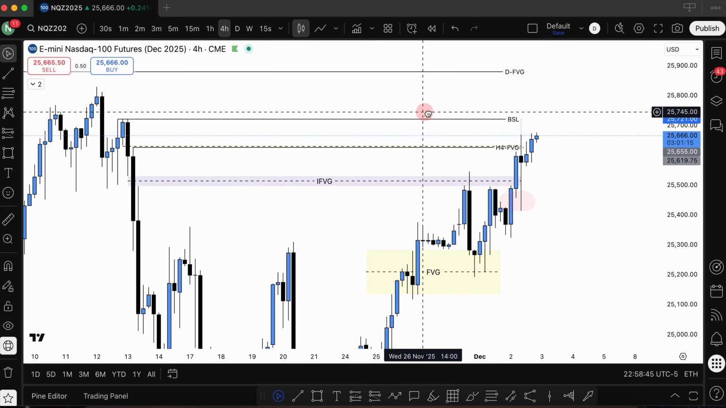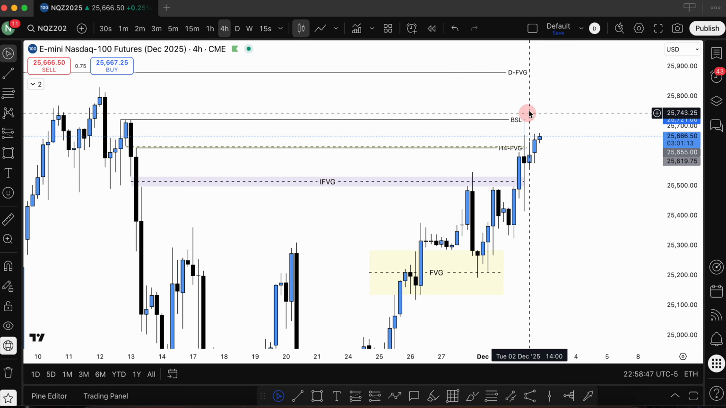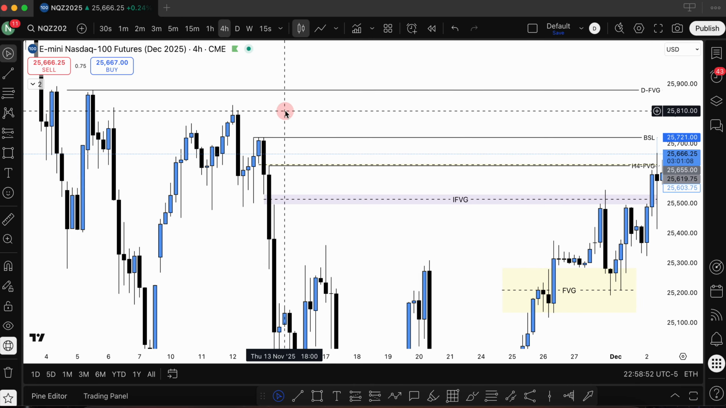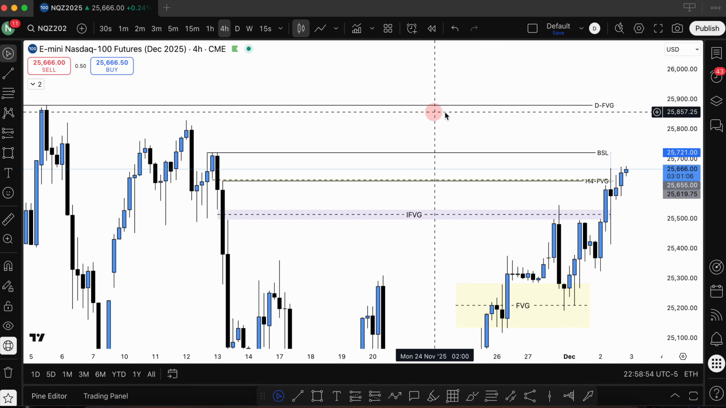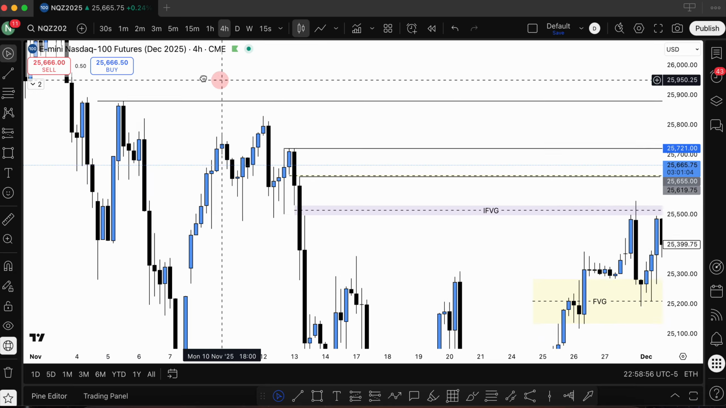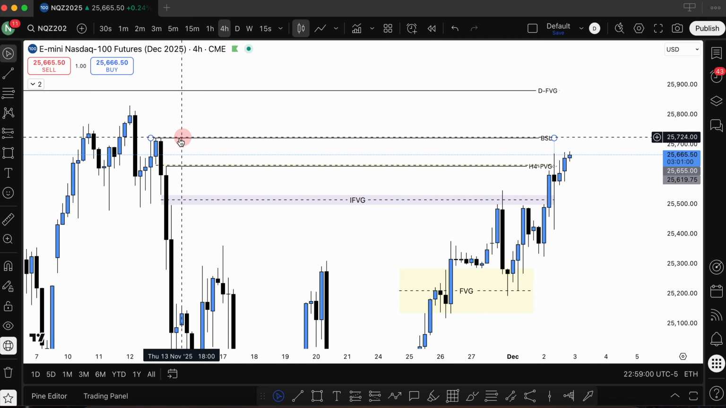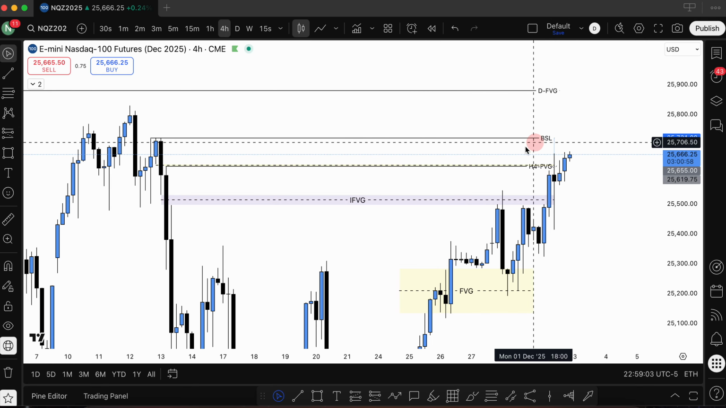So at this point, I'm like, okay, if we're respecting everything, that means we're just gonna keep going higher and higher, taking all these draws above, near. I mean, obviously, the daily fair value gap up here is so clean. We're gonna hit that this week for sure. First, we gotta tap this buy side liquidity.